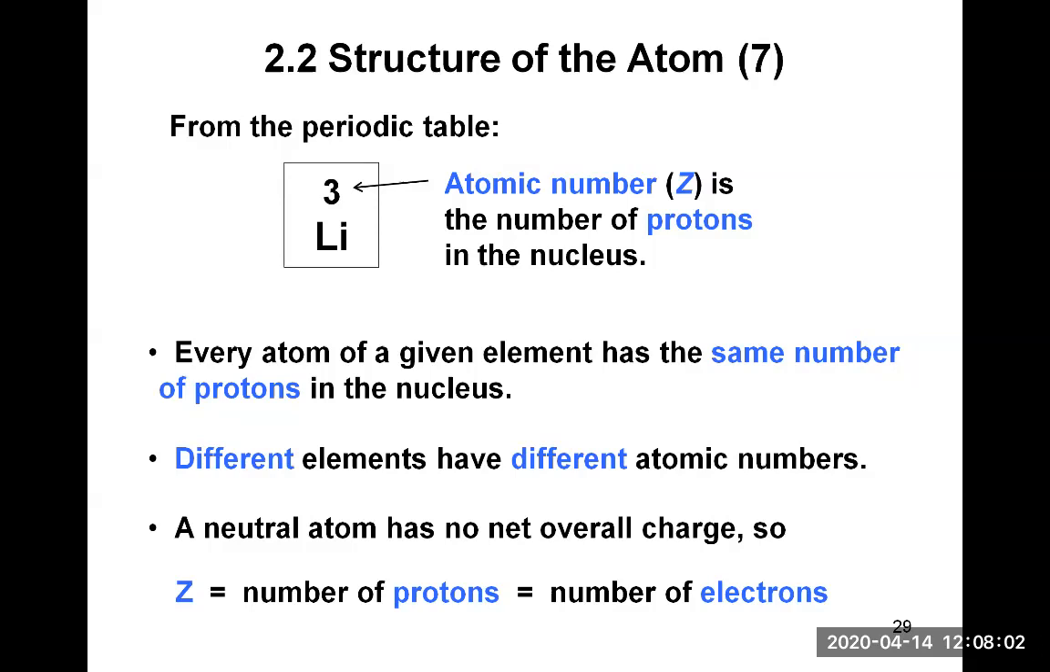And so a neutral atom has no net overall charge. So when you're given the symbol of an element, you know its atomic number from the periodic table, you know its number of protons, and if you're told it's a neutral atom, then you also know its number of electrons. Because for the atom to be neutral, it needs as many protons as it will have electrons. So Z can also be the number of electrons when we are talking about a neutral atom.